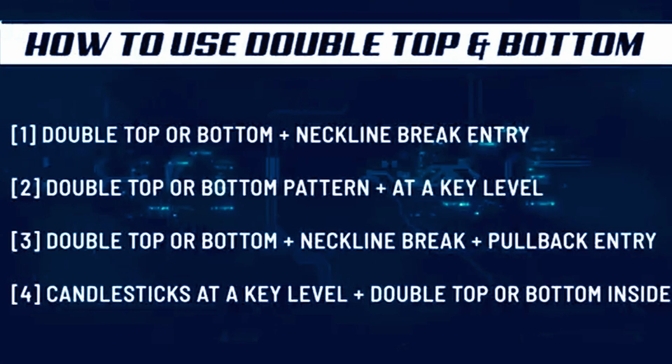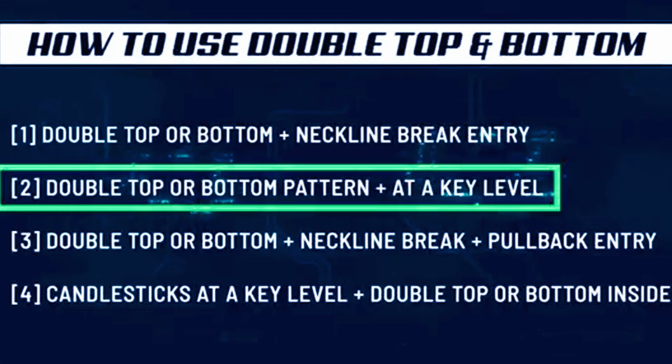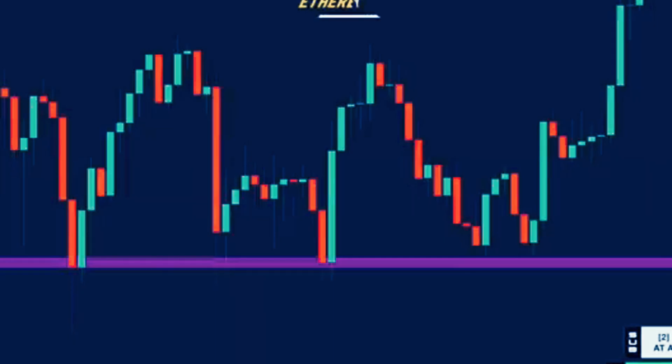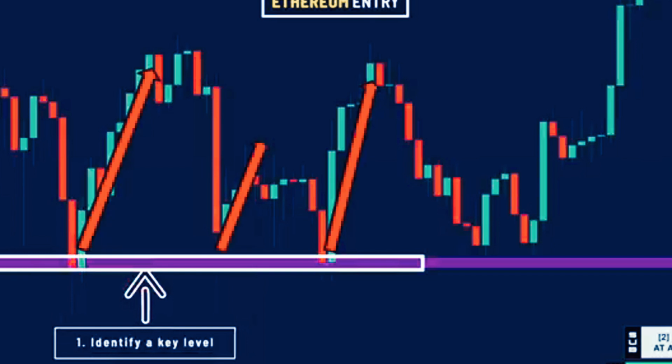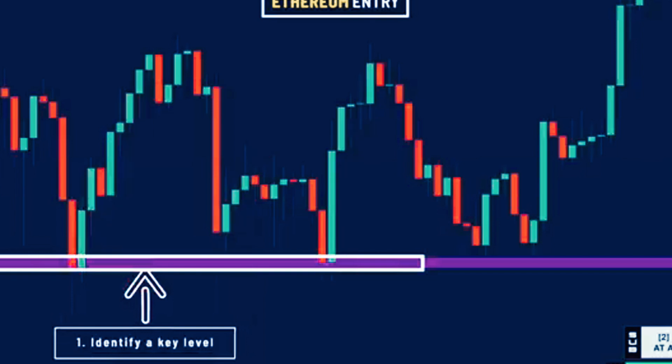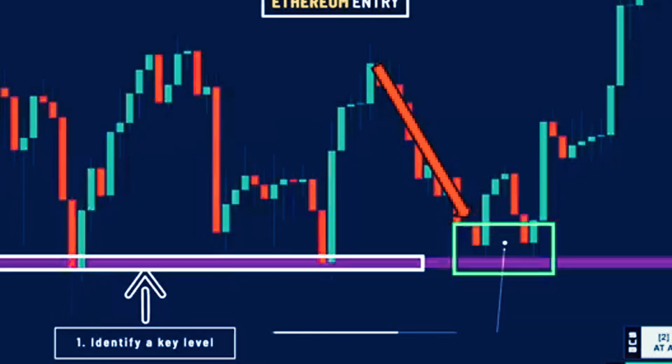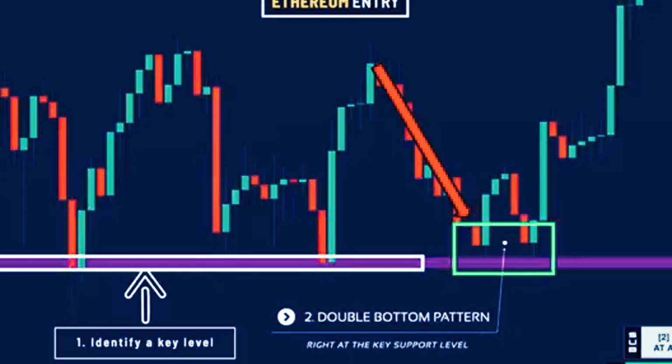So, moving on to the second variation, a double top or double bottom pattern forming at a key level. Now, this is an entry that occurred on Ethereum, and one that many of our members took. So you first need to identify a key level, which you have through these 3 reversal points. As price comes back down, it creates a double bottom pattern at the support level.